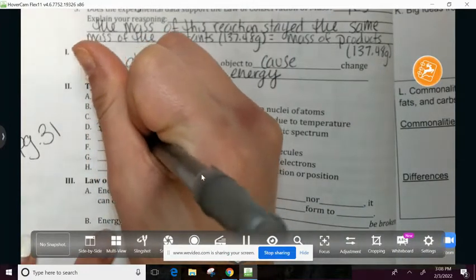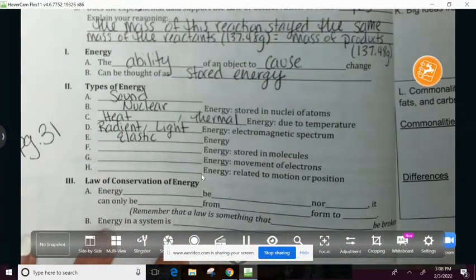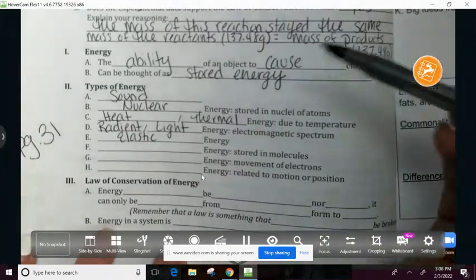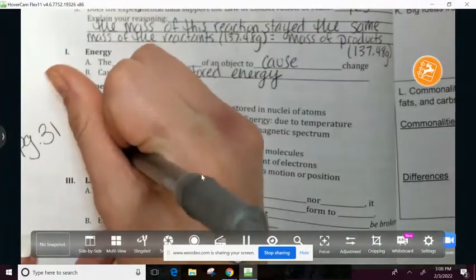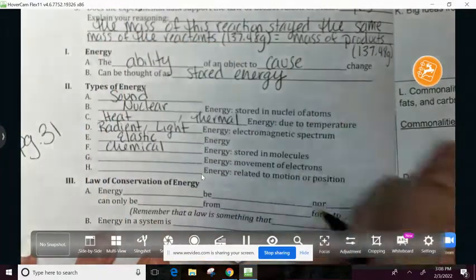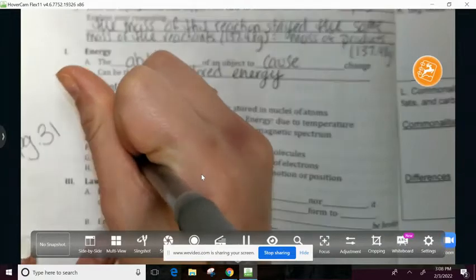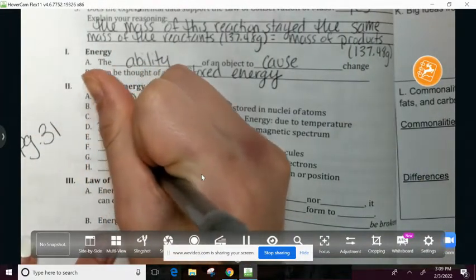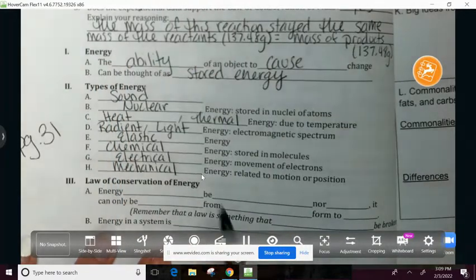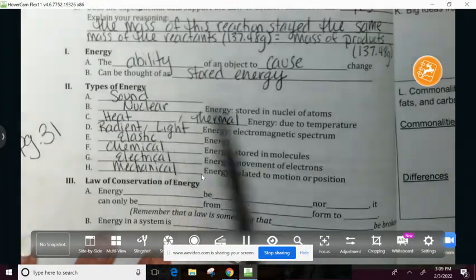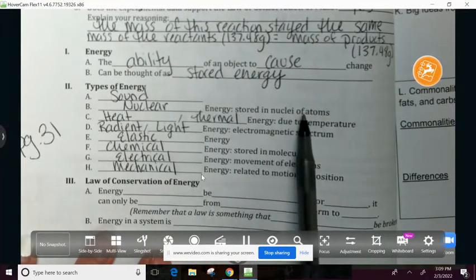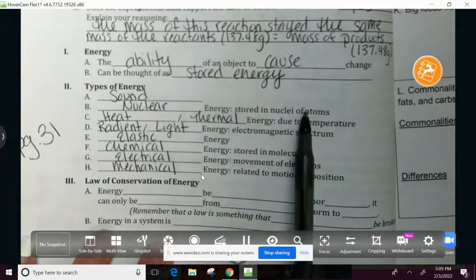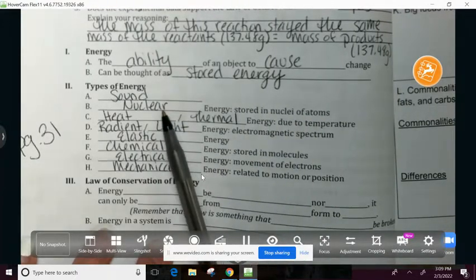Then there's also sound energy, and nuclear energy that is stored in the nuclei of atoms. There's elastic energy, chemical energy, electrical energy, and mechanical energy. The nuclear energy would be the potential energy that is stored in the nuclei of atoms. So this would be power plants, nuclear plants. They harness the power from the nuclei of atoms.